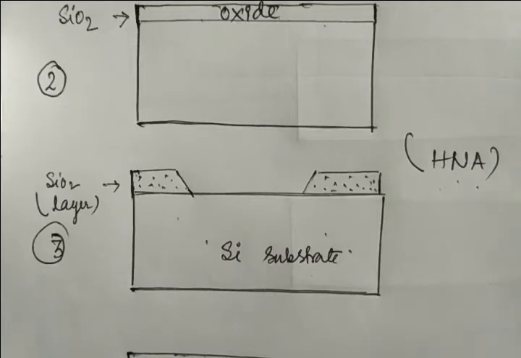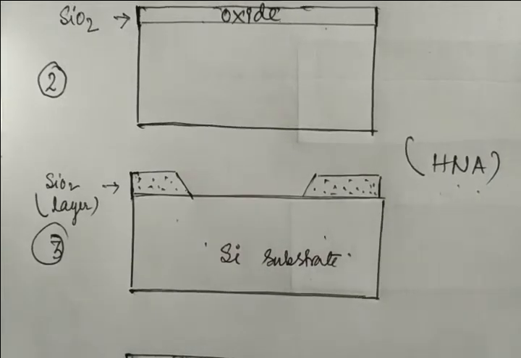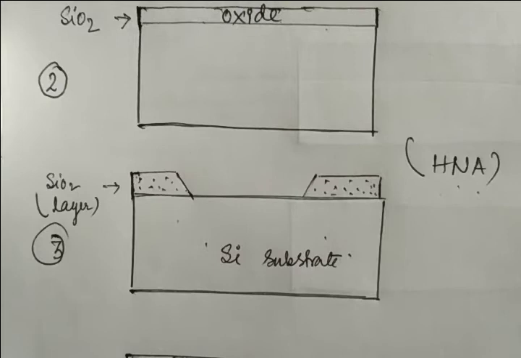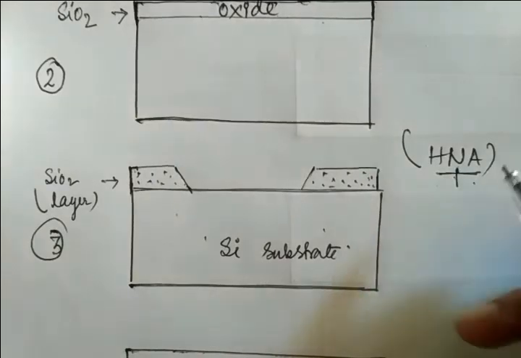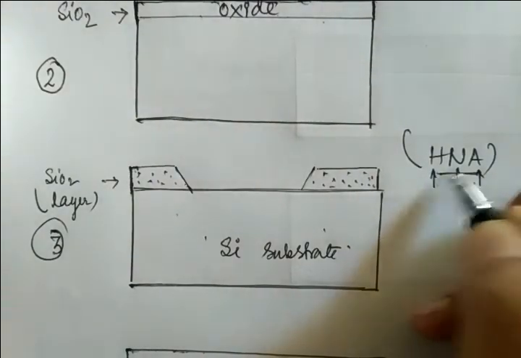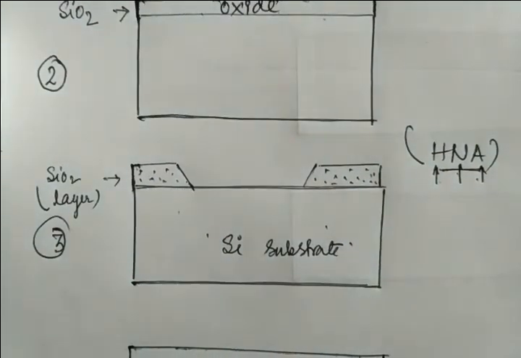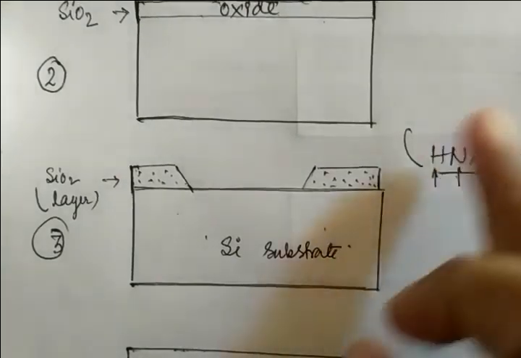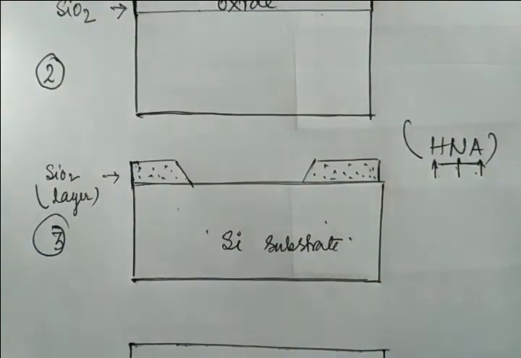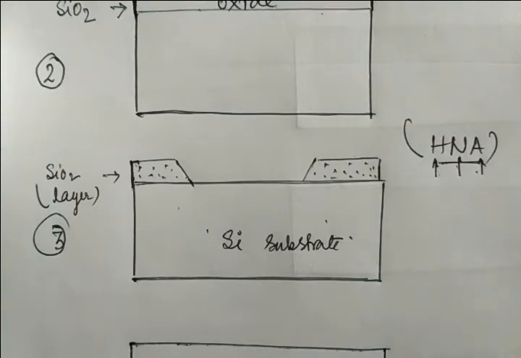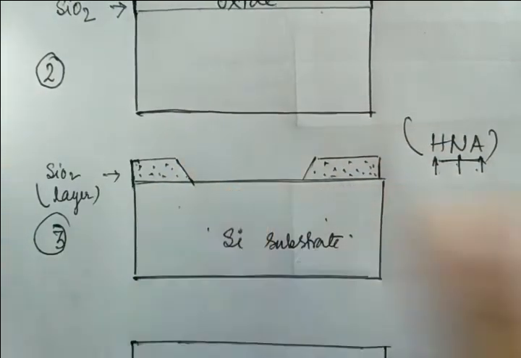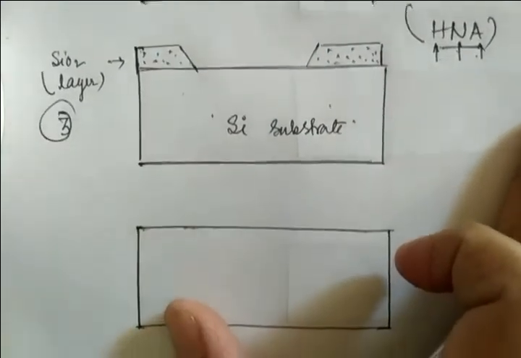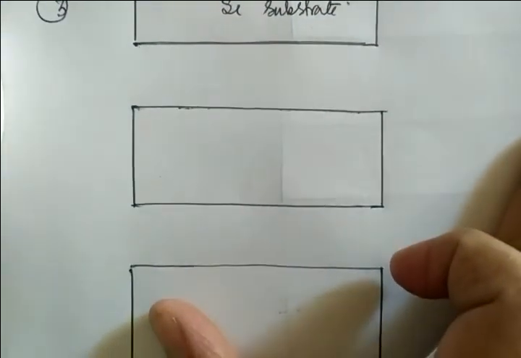SiO2 or silicon nitride is used as a masking material against this HNA. So what is this HNA? This is hydrofluoric acid, this is nitric acid, and this is acetic acid. Clear? Okay, so this is the solution that is used to etch some portion from the middle of the oxide layer. Clear? Okay.